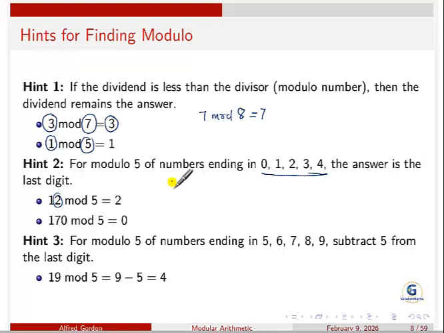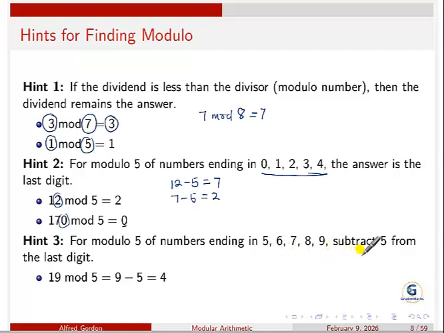You can take your time and do that using repeated subtraction. Subtract 5 from 12 and you get 7, and then subtract 5 from 7 and that will give you 2. So you can go through that as well and you have the answer. Here, 170 mod 5, since the last digit is part of the set, our result is just the last digit.